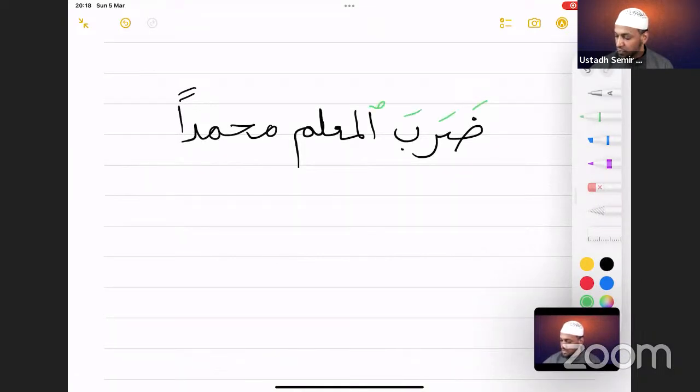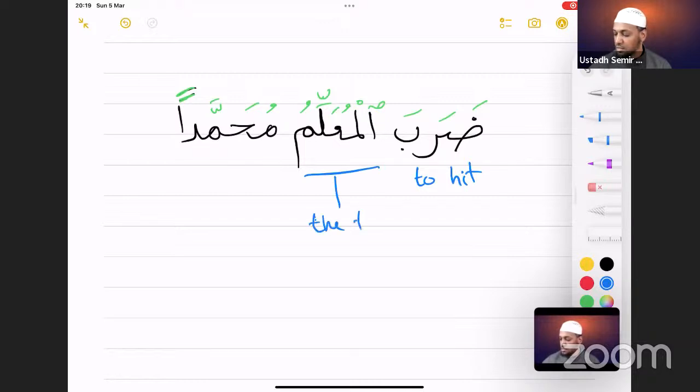ضرب المعلم محمدا. Can you all read this? Is it clear? So ضرب means to hit. المعلم means the teacher. محمدا means Muhammad, basically. All right, three words.